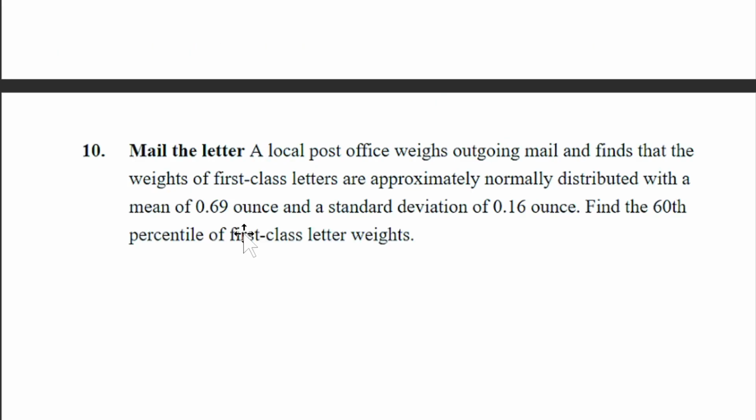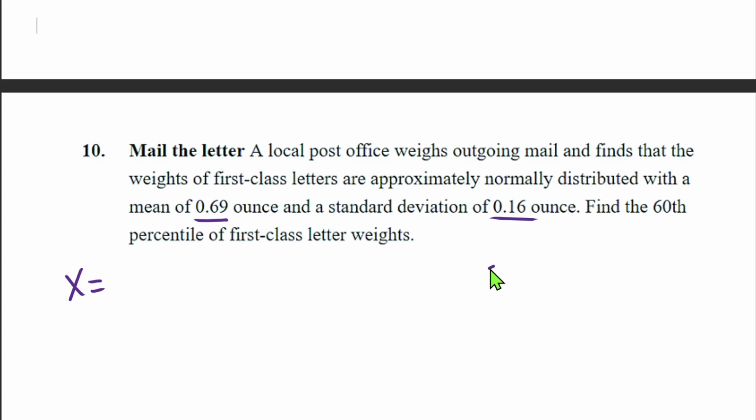So here they're saying find the 60th percentile, and so what they're really asking of first class letter weights, so they're asking what is the x value? So what is a weight of a letter at the 60th percentile? And I hope these values are accurate. That would kind of be interesting. I feel like they are. So you have to go backwards and find the x.